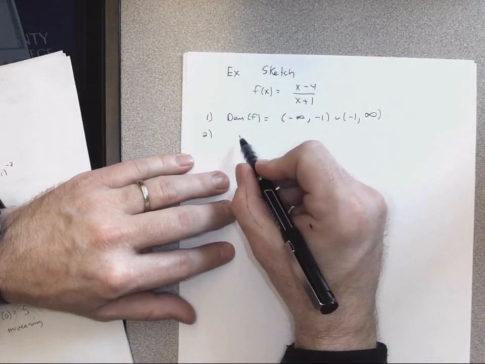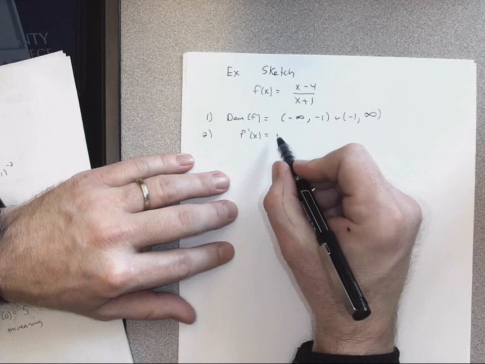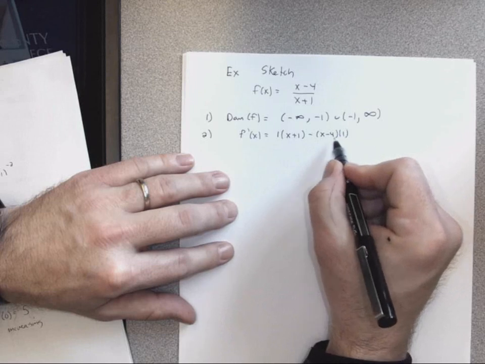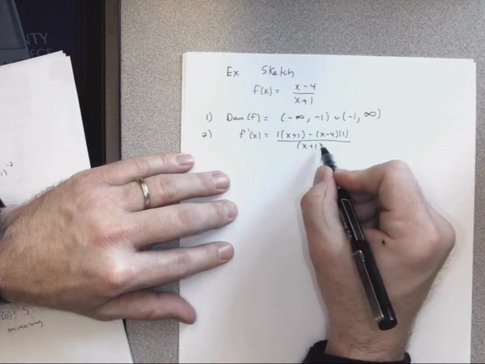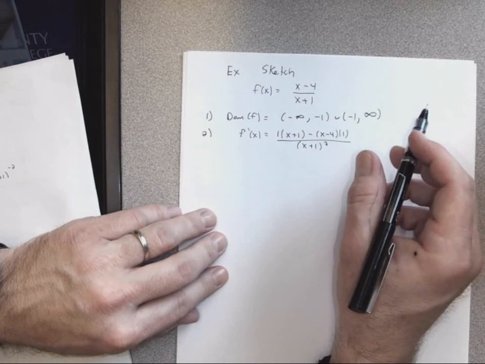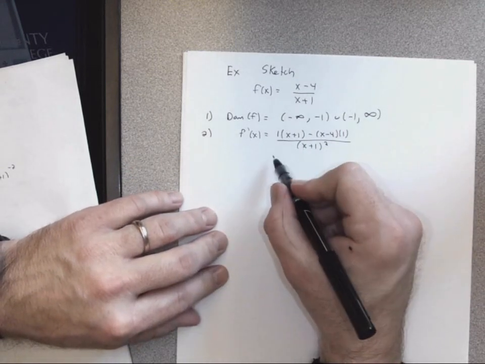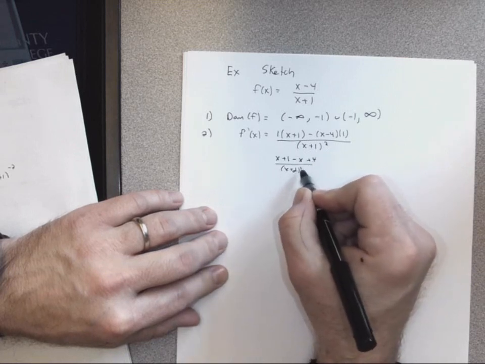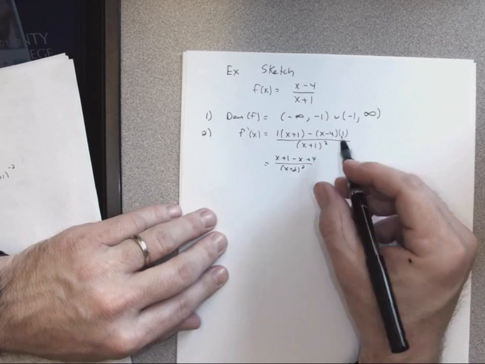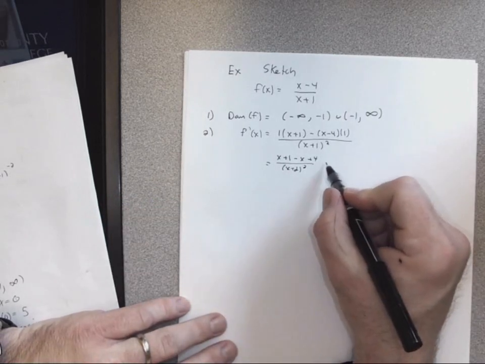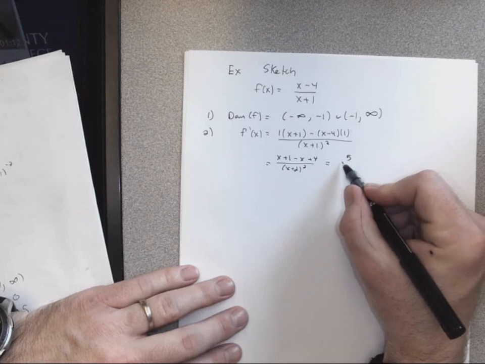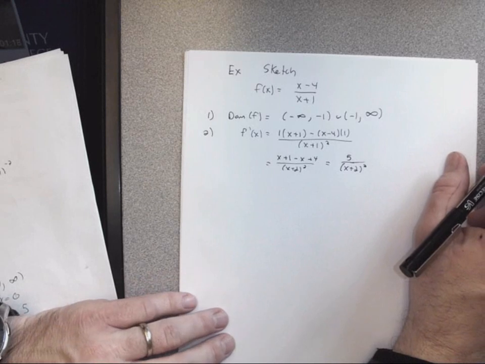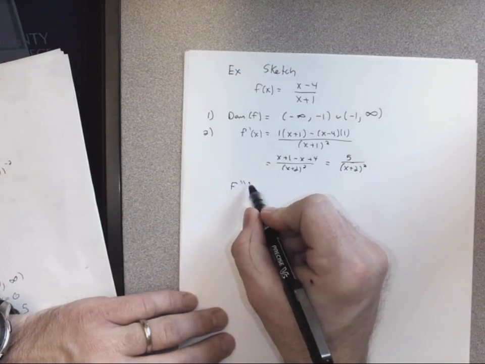2, its derivative. Well, f prime of x is going to be the derivative of the top times the bottom minus the top times the derivative of the bottom all over the bottom squared. So this is going to simplify to x plus 1 minus x plus 4 all over x plus 1 squared. So this is going to give us 5 all over x plus 1 squared. So that's f prime of x. F double prime of x.